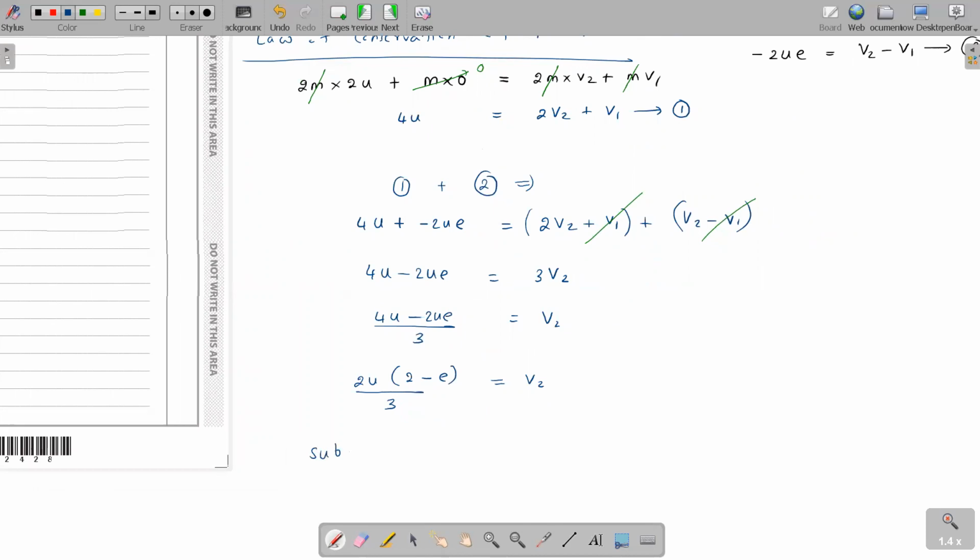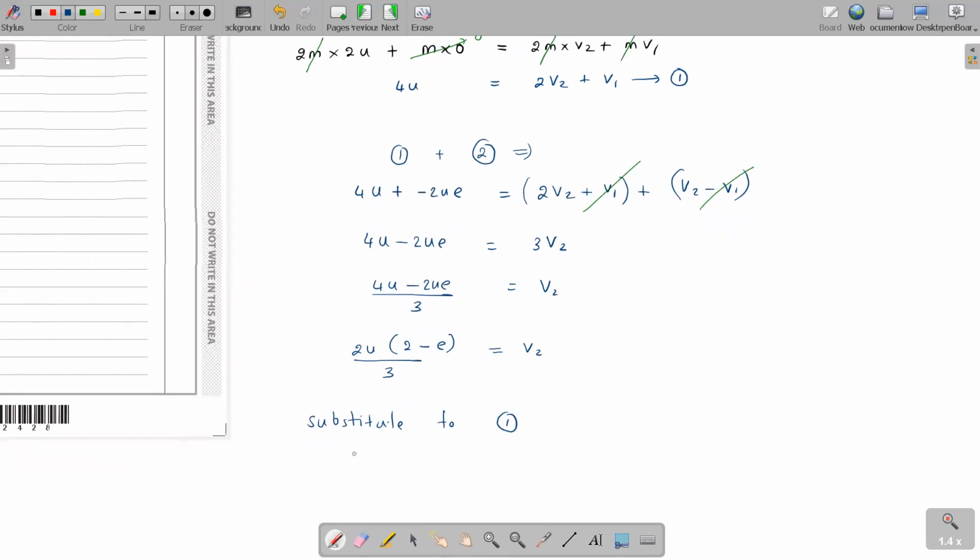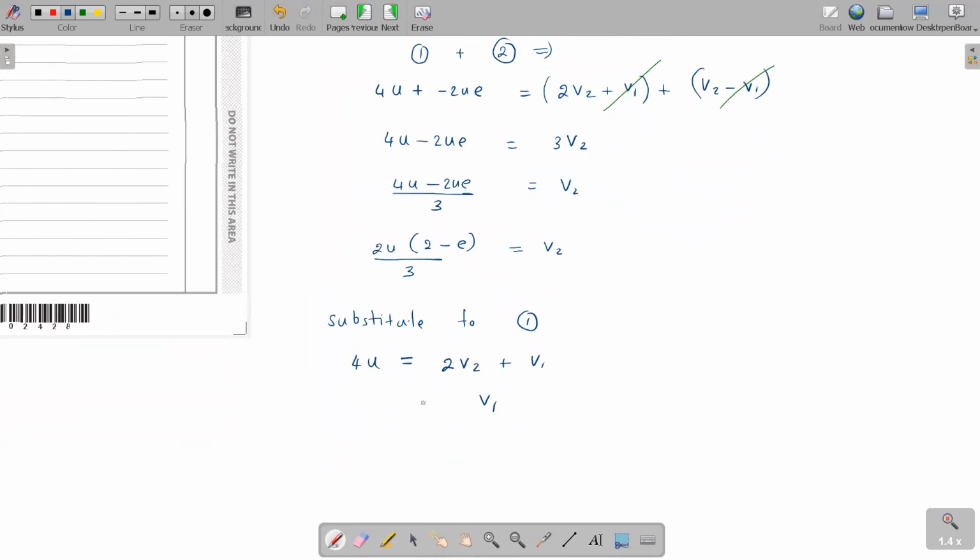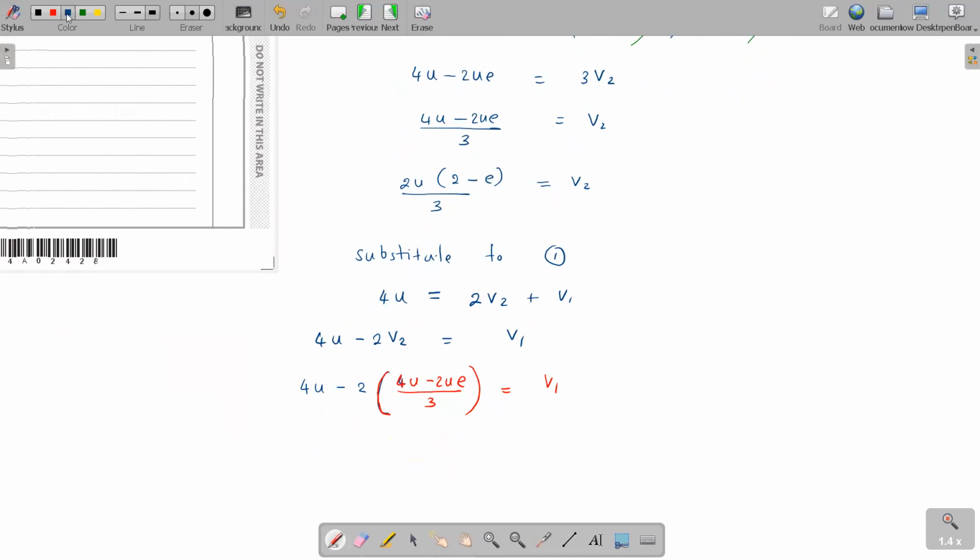So when you substitute, I get 4u equals 2 times V2 plus V1, right? So let's put the value: V1 equals 4u minus 2 times V2. Let's put the values. I'll not use the compressed format, I'll use this one. So 4u minus 2 times (4u minus 2ue over 3) equals V1. So what do we get here?